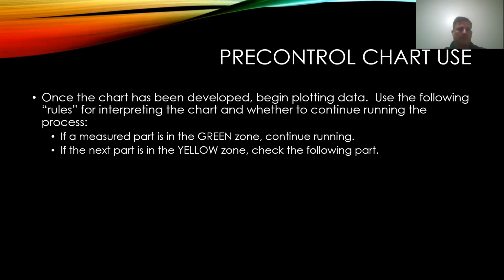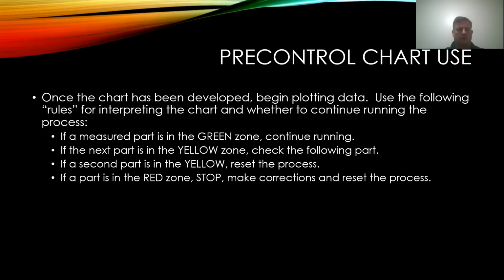Makes sense. If the next part is in the yellow zone, check the following part after that one. So I ran a yellow one, check one more yellow. If a second part is yellow, reset the process. Go back and say, okay, something's not right. I didn't hook up a water line, or something's off. Some setting is off. Double check all your settings and ensure that it's good.